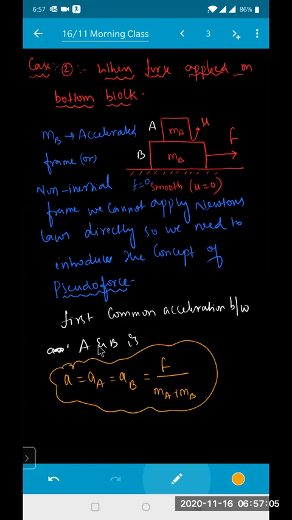When it is an accelerating frame, the acceleration of A or acceleration of B will be equal to F by mA plus mB. But see, when you are applying the force on B, this mA may be moving in which direction? Because of the pseudo force, it will be trying to move in the backward direction.